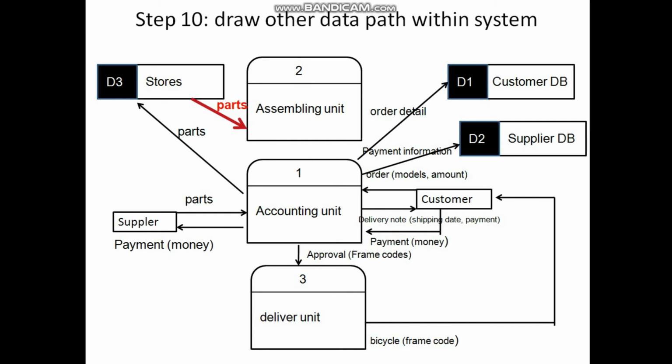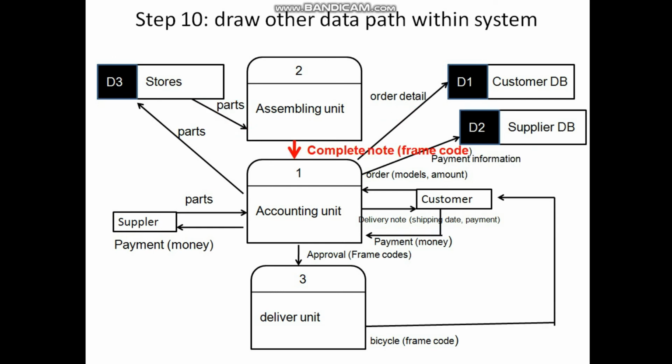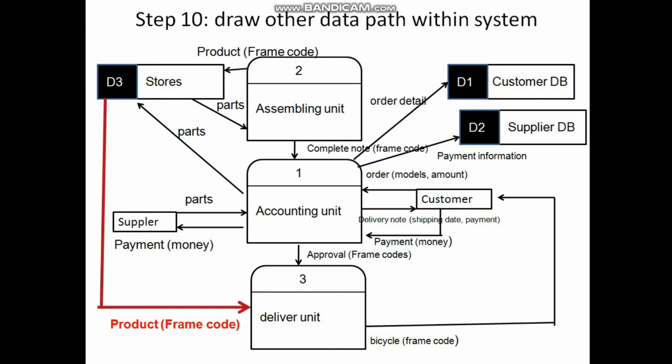The assembling unit takes parts from the store to assemble the product. This link shows that connection. Then they assemble the product and send a complete note with the corresponding frame code to the accounting unit. This link shows that connection. Meantime, they need to send the complete product with the stamped frame code to the store. This link shows that connection. Finally, the delivery unit needs to select the correct product with the matching frame code to deliver the bike.